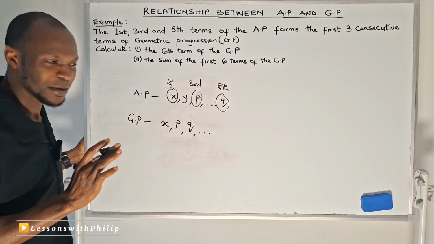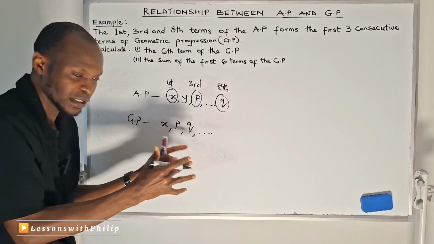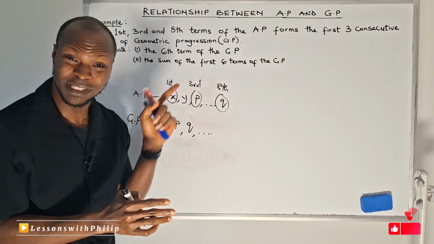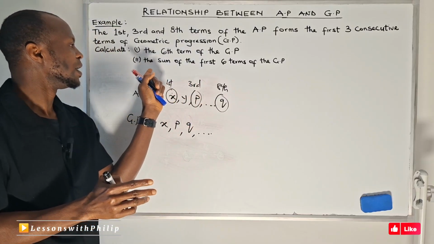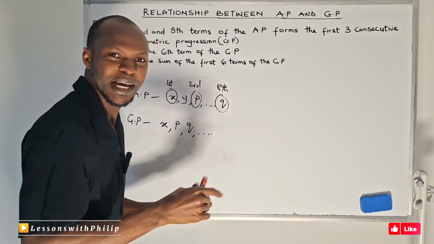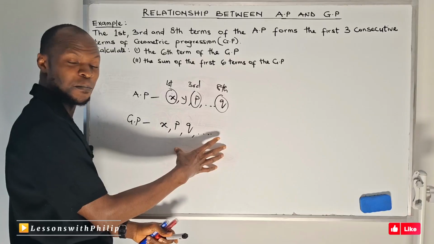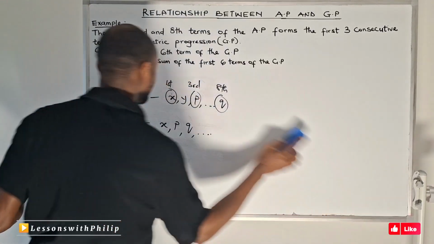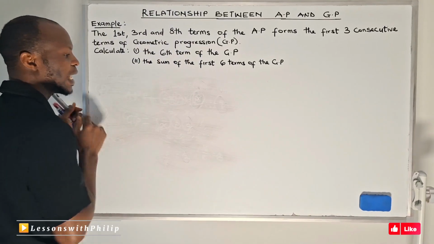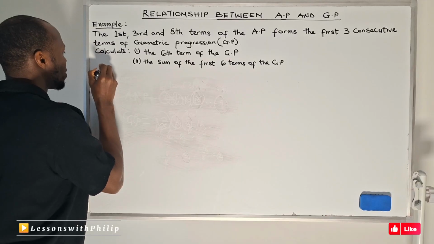Do you get it now? This is what the question says. That is the interpretation of the statement. So we are asked to find the common ratio of the GP, not of the AP, and the sum of the first 6 terms of the GP. If you understand the statement I've just explained, you follow me, right? Now let's go to the nth term of the AP.